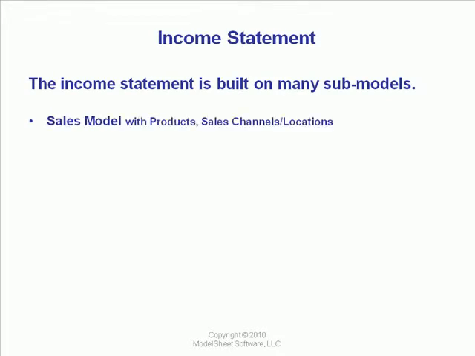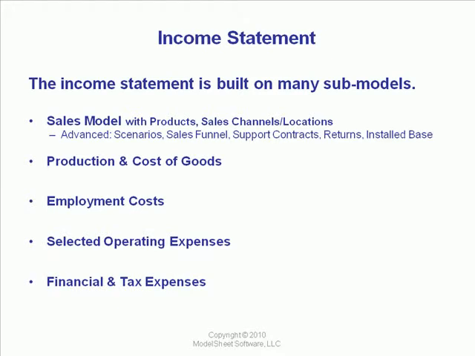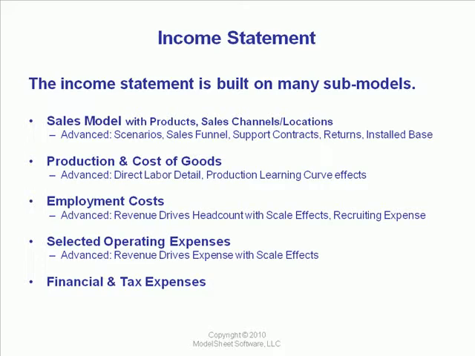It has submodels for sales, cost of goods, employee count and expense, other operating expenses, and financial expenses. For example, the sales model includes products and product families, sales channels or locations, and optional features like high, medium, and low scenarios, a sales lead funnel, and other features. The advanced version of each submodel contains further in-depth features in all areas. You can make your financial plan expressive and simple by turning on only the features you need.